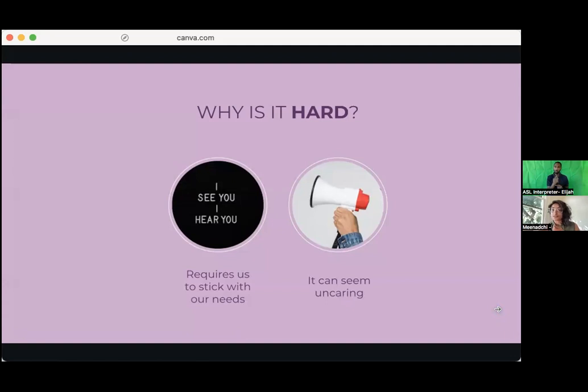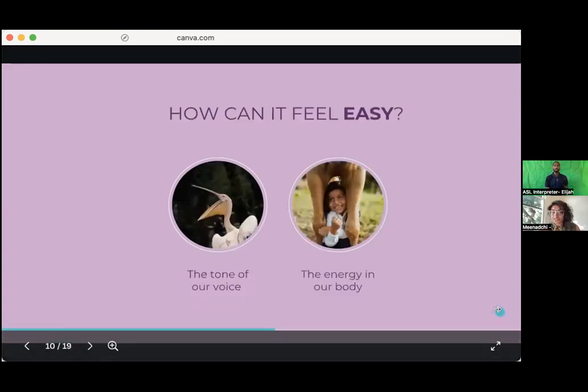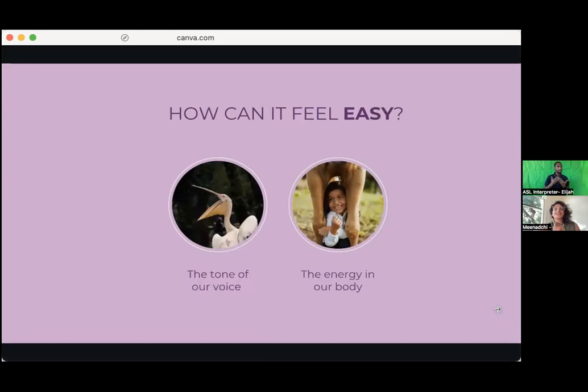And one of the results of that is it can feel like we're being incredibly uncaring, because we're not attending to somebody else's need in the way that they want us to in that moment. How can it feel easy, right? There's ease to it in the tone of our voice and in the energy of our body. So this is where we're going to practice play.